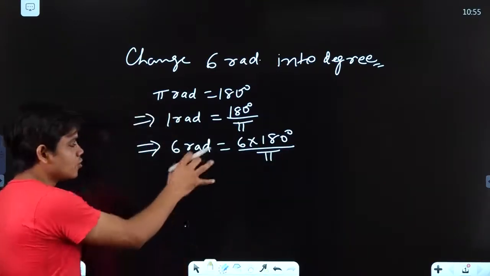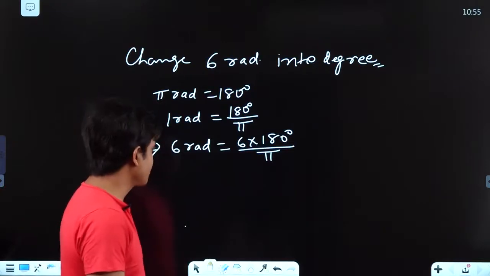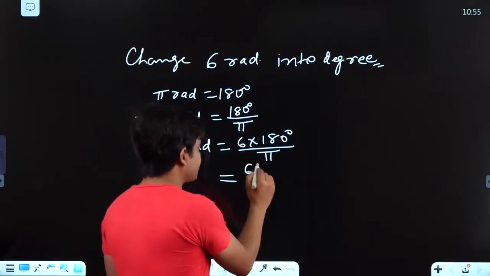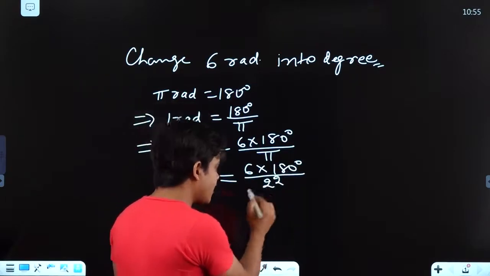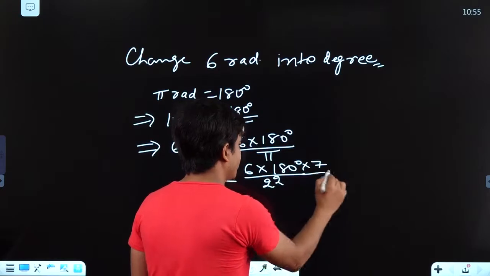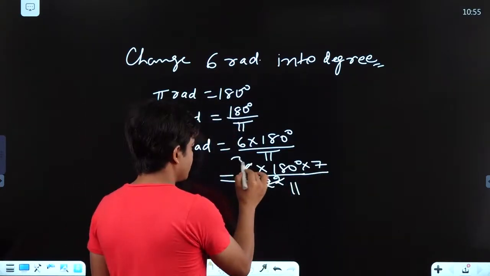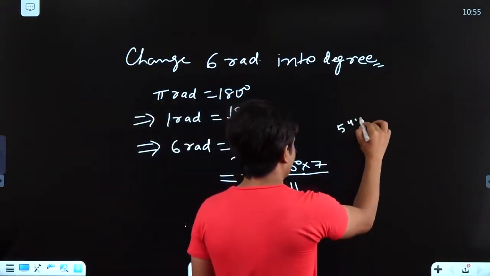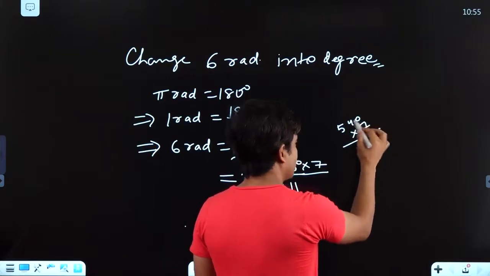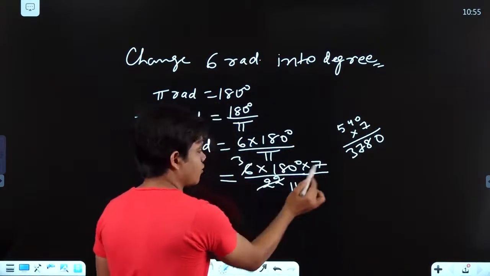All right. So this will be the thing. 6 radian is equals to 6 into 180 degree by pi. So now we can write it as 6 into 180 degree upon 22 upon 7. So this 7 will come over here. And now we can write it as how? 11 and 3. Okay. So this is what? 540 into 7. So 540 into 7 will be what? 3780 is the multiplication of the numerator.